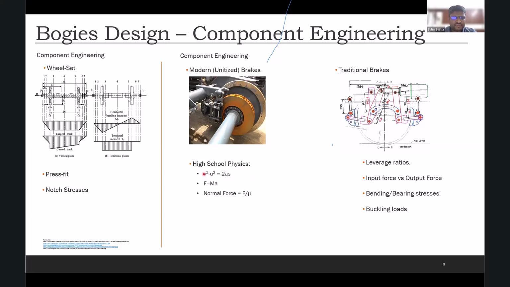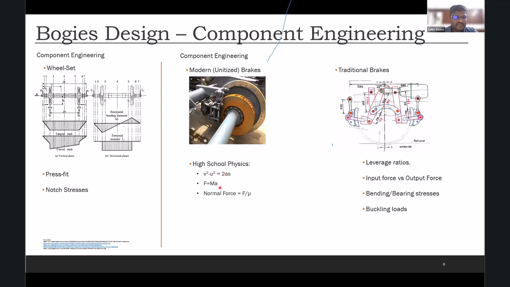Like, v square minus u square is equal to 2as, which is nothing but final velocity squared minus initial velocity squared is 2 times acceleration times the distance that it covers. So here we are trying to calculate the distance that it can cover. Given the stopping distance, we need to find out what should be the deceleration that I need to apply onto the train so that I'm able to stop it within the specified stopping distance. So I calculate, say, the deceleration a from here.